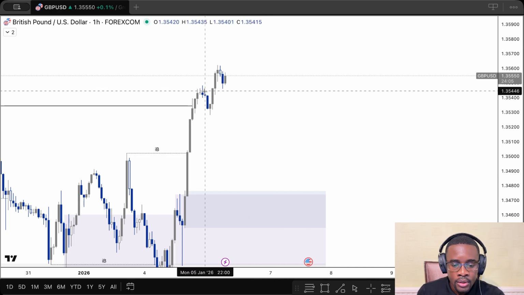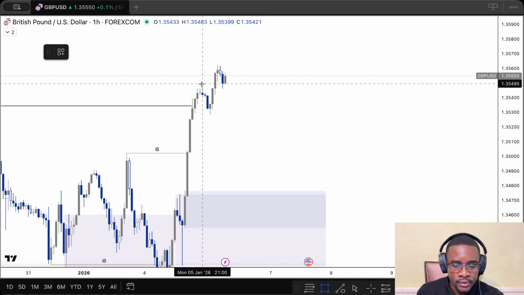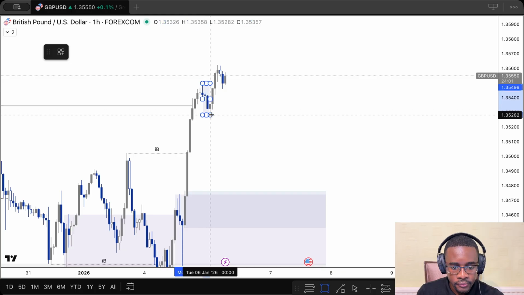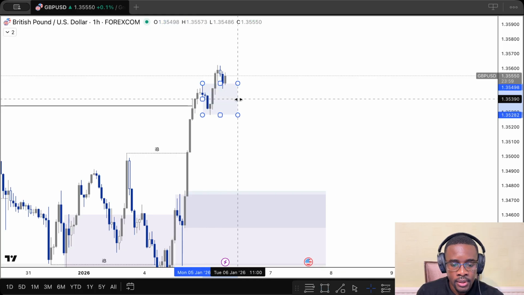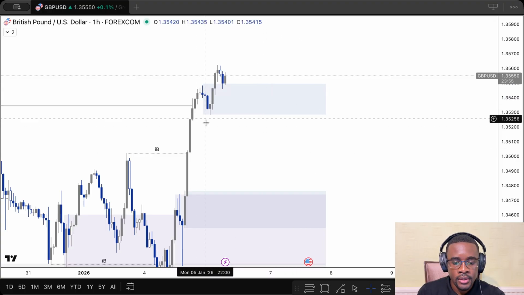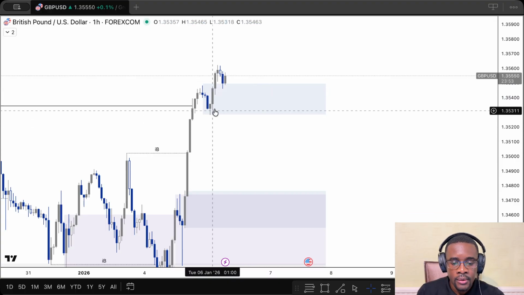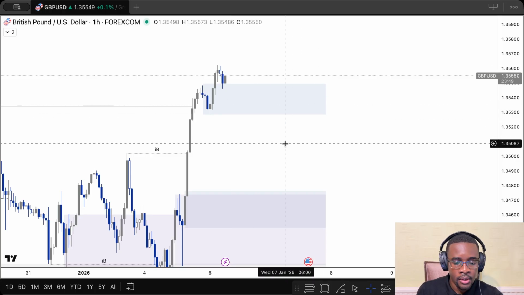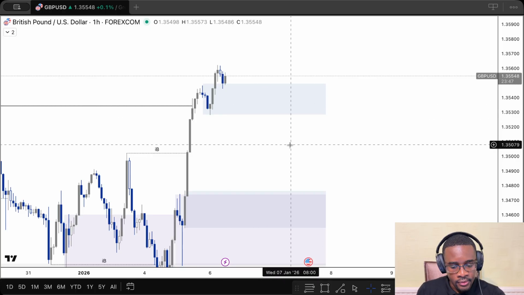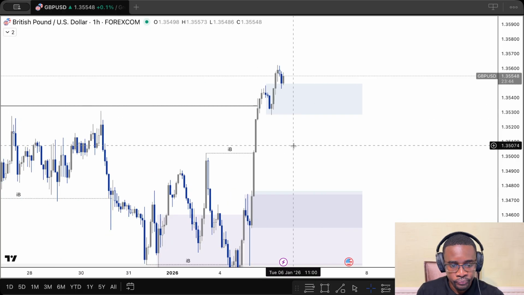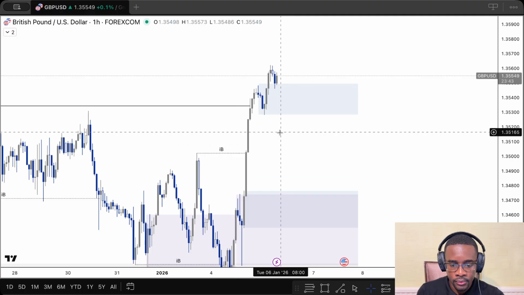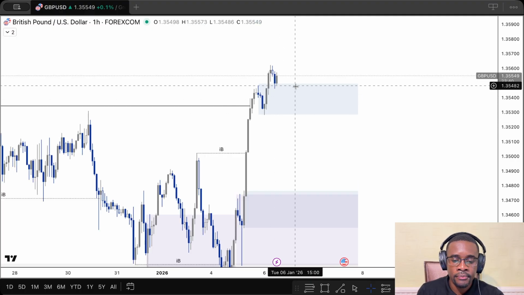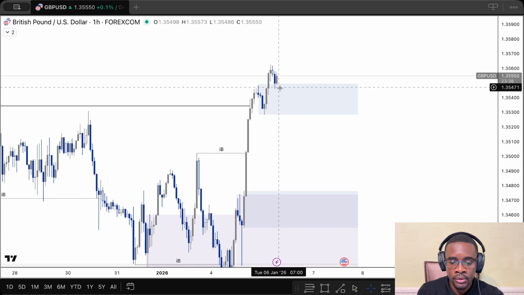Okay, so we already have this supply or sell to buy range. Okay, and price is mitigated and is already starting to react. Okay, so if you're happy with the trade idea, then we could be looking to go long from here.